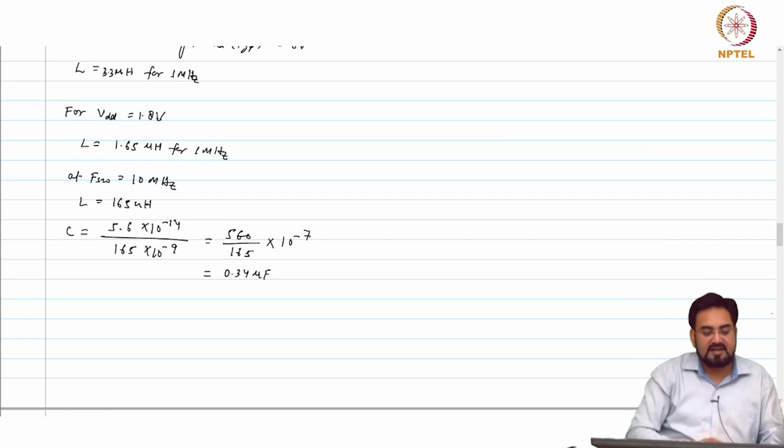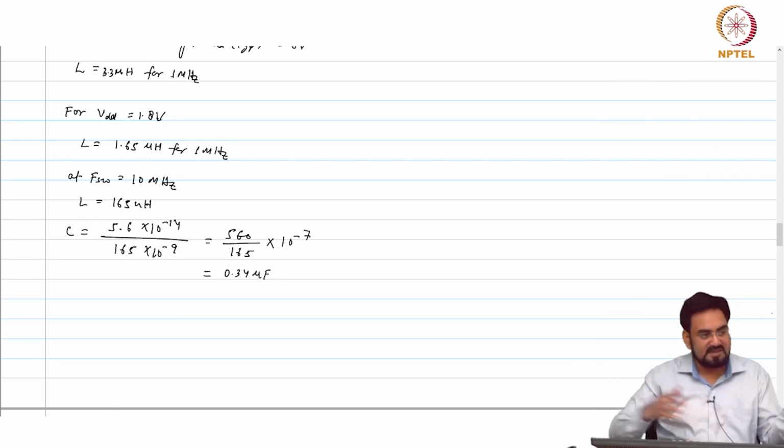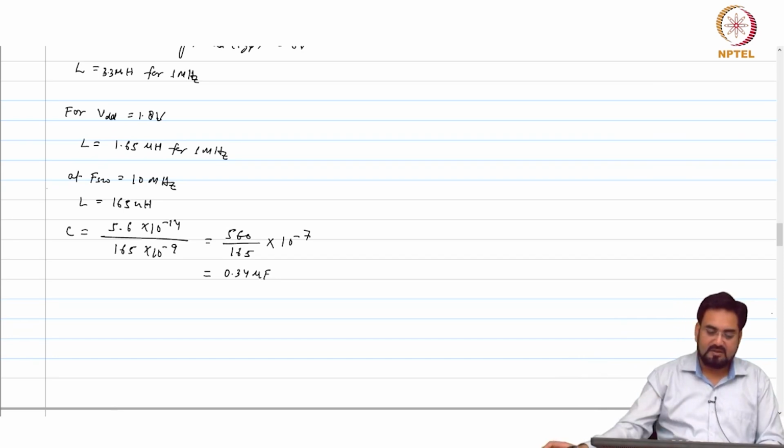Whatever your theoretical calculation, usually keep 2 times the cap. Okay. So, if your theoretical calculation says 1 microfarad, then you just choose 2 microfarad, so that you will still get 1 microfarad considering all those tolerances and other variations.